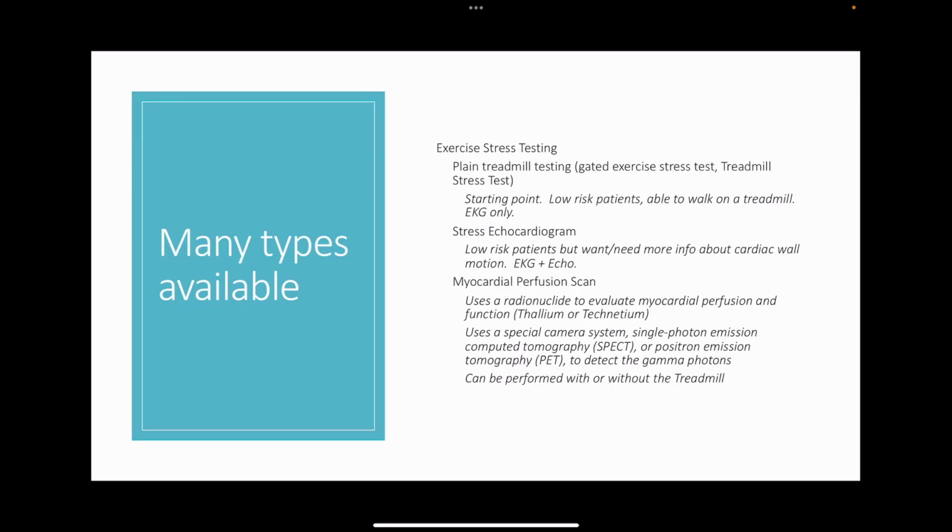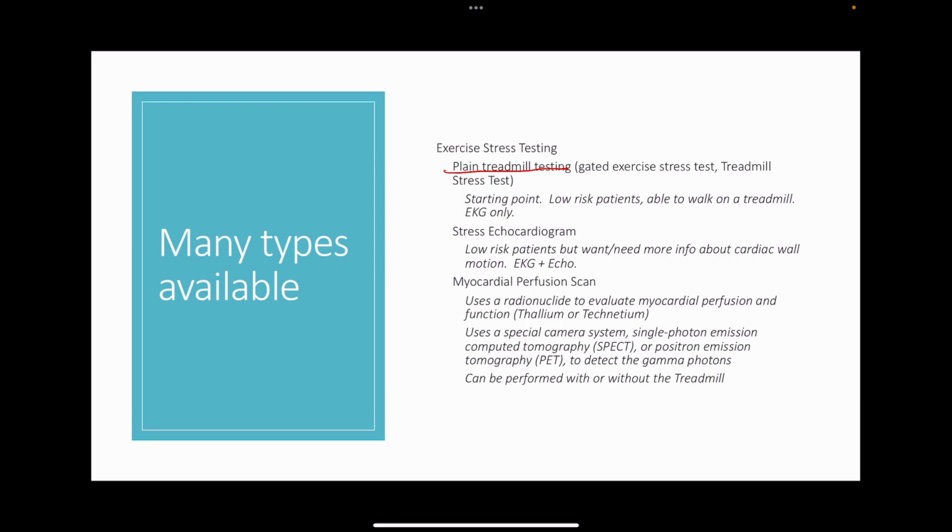So there are many types of stress tests available. The first one is a plain treadmill stress test, also known as a gated exercise stress test. This person just jumps on a treadmill, has the EKG leads on them, and does their 10 to 12 minute exercise, and then they're done. There is no imaging going on. It's just looking at EKG changes.